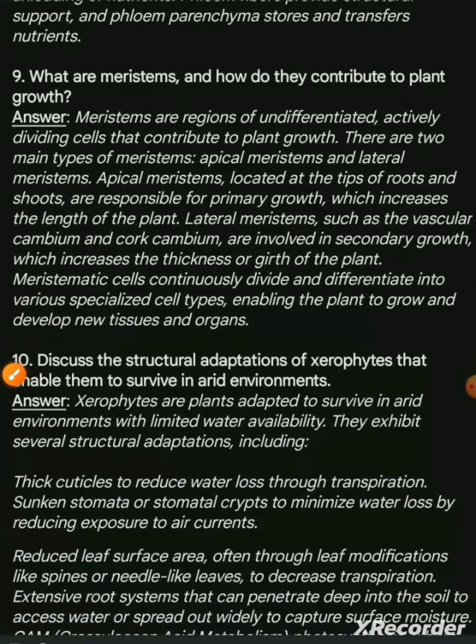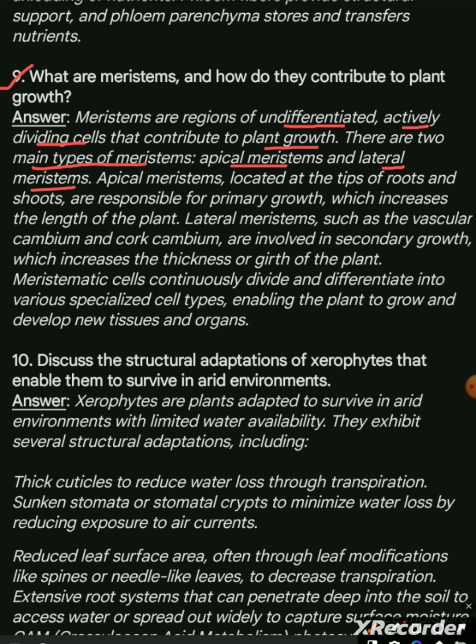Question number 9. What are meristems and how do they contribute to plant growth? Answer. Meristems are regions of undifferentiated, actively dividing cells that contribute to plant growth. There are two main types of meristems: apical meristems and lateral meristems.